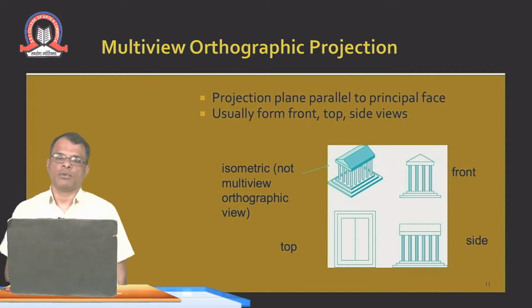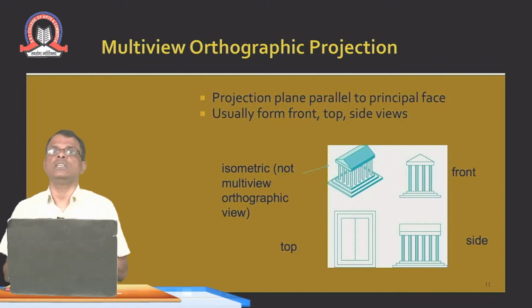Multi-view orthographic projection. First we are seeing only the front view. We are sitting in front of the object, seeing it from the front. So if it is a cube, we can just see a square. That's all.